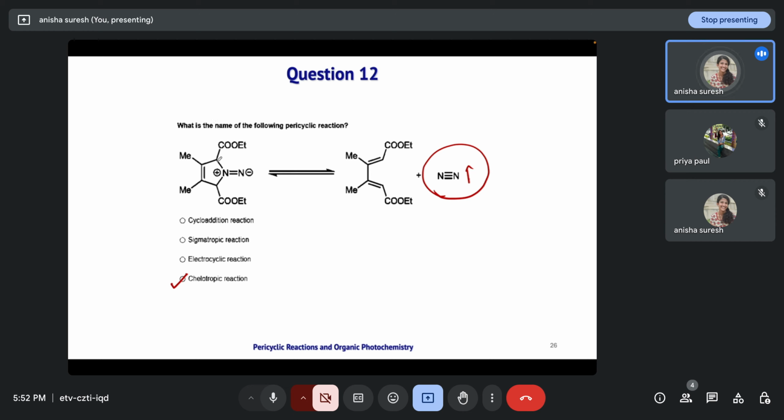So the mechanism is like this, resulting in the formation of this diene, and one molecule of nitrogen will be removed.